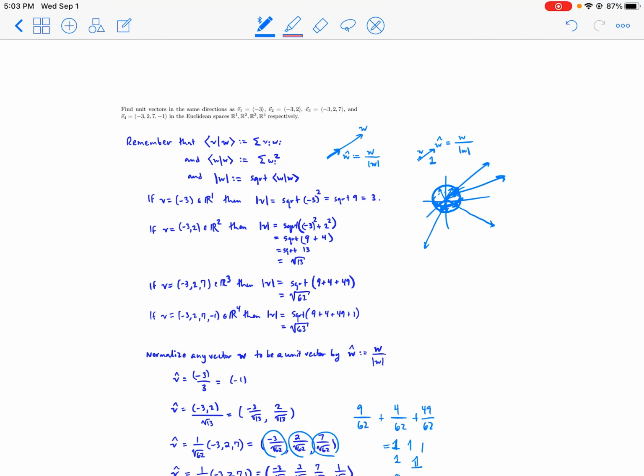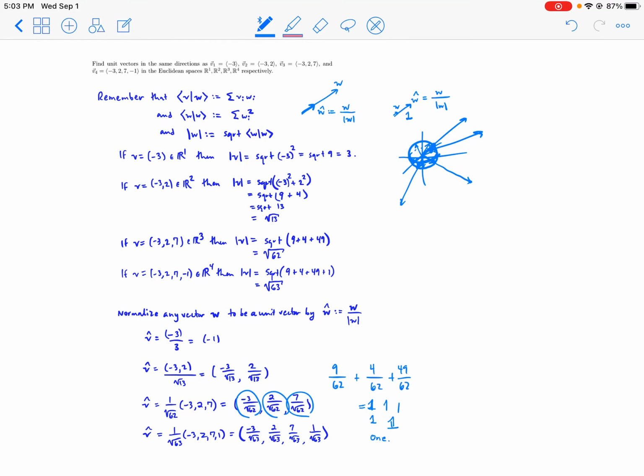Is that basically it? Yeah, that's it. Okay, that's all on unit vectors.